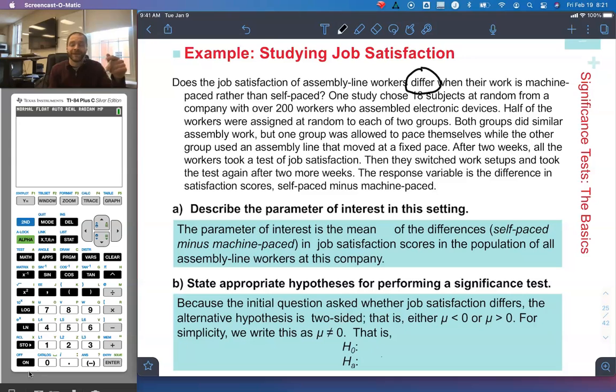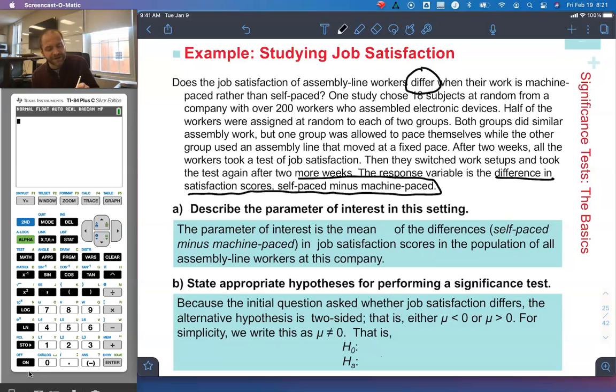The response variable is the difference in satisfaction scores, self-paced minus machine-paced. This, you can kind of see, relates to your AP free response group test problem. They're specifying that you're looking for the difference in the scores, and it's telling you what way you are subtracting them. So if you don't define it, you don't get to use it.